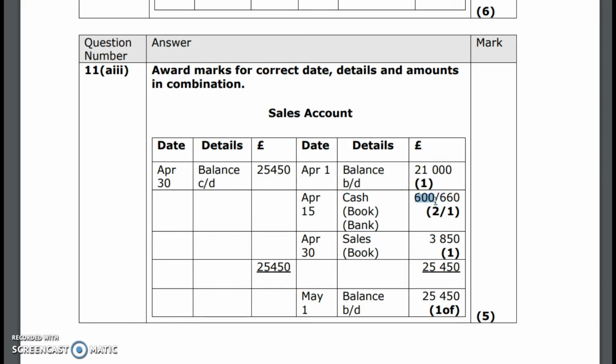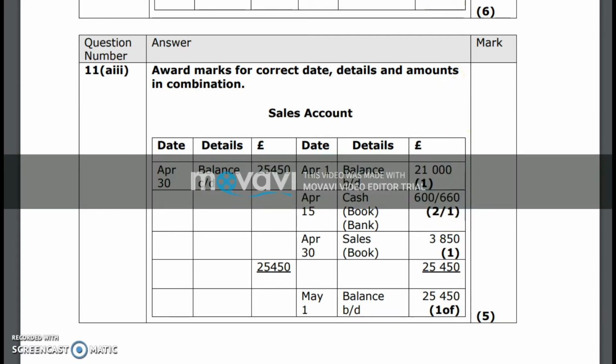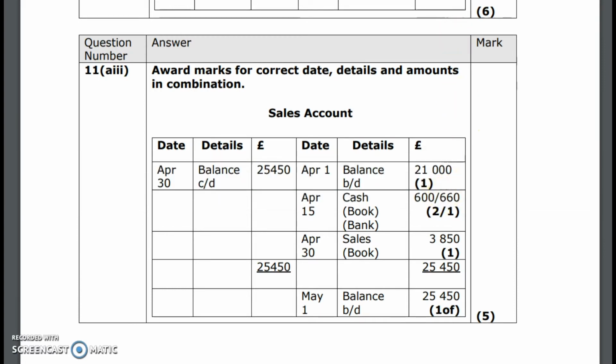If you have written 600 correctly, you'll get 2 marks. If you wrote 660, you'll get only 1 mark, indicating it's a wrong figure, but you have understood the logic. So even 1 mark can make a difference between a level 9 grade and a level 8 grade. So ensure that you get the correct answer.